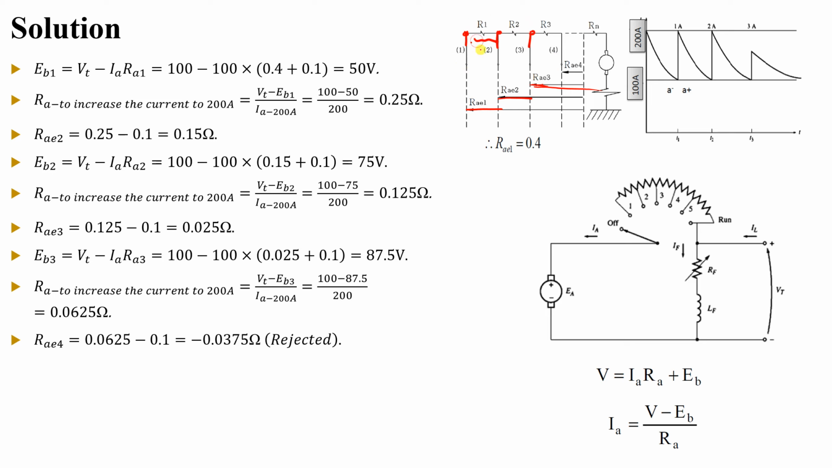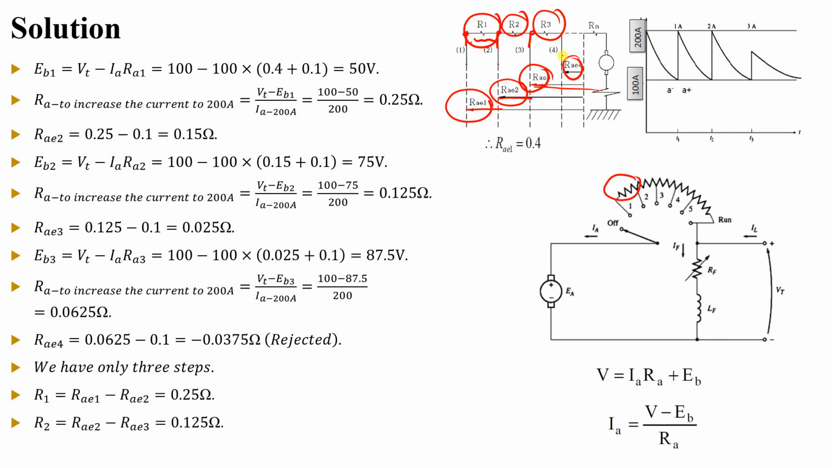R1 will be RE1 minus RE2. R2 will be RE2 minus RE3. R3 is RE3 minus RE4. Of course, we don't have R3, because RE4 is a negative value, so we don't have this step. So we only have two resistances, R1 and R2.